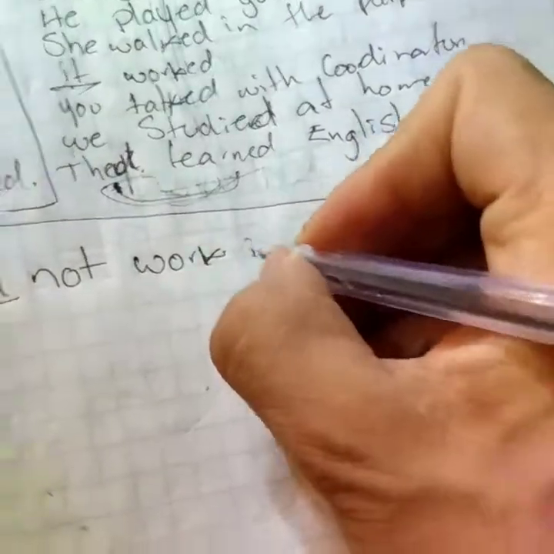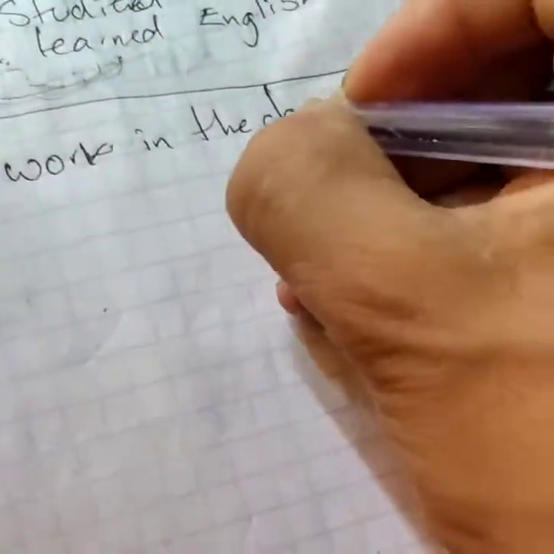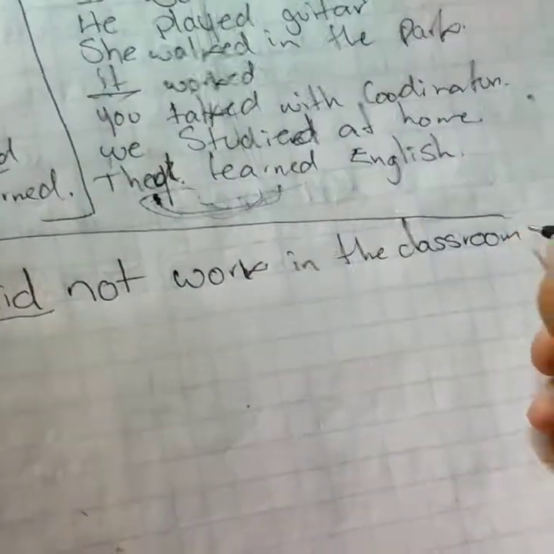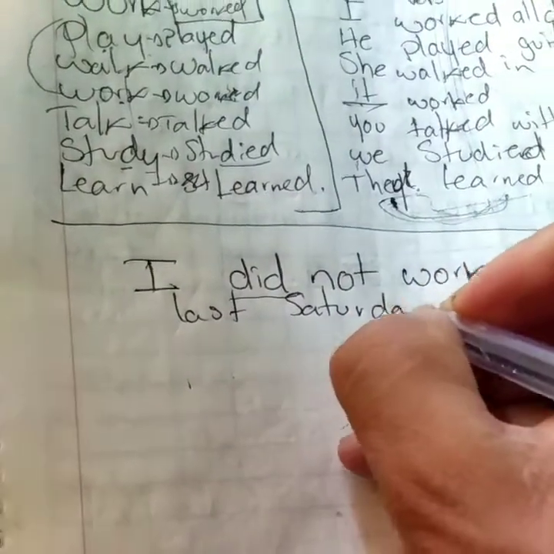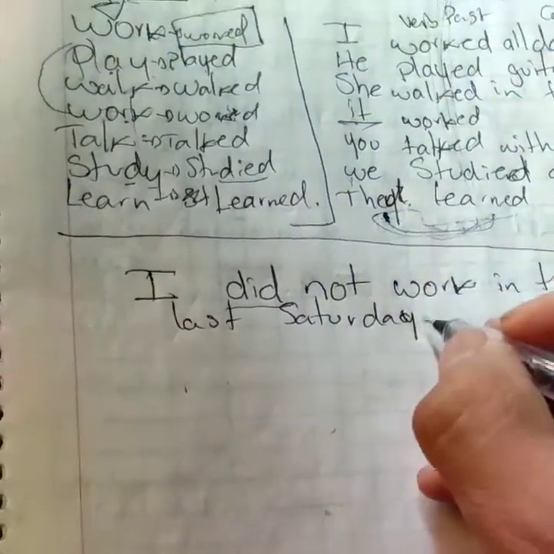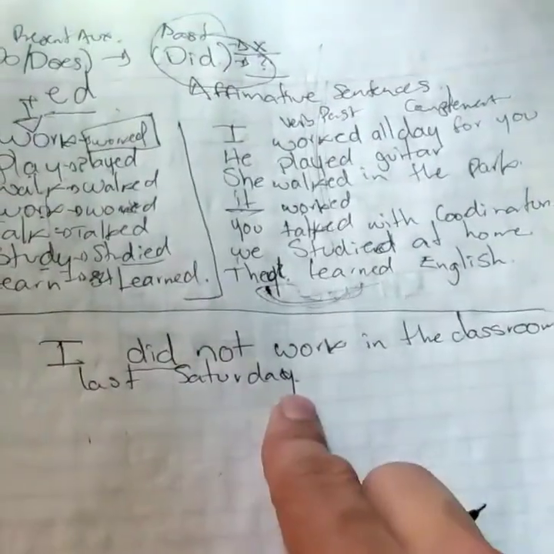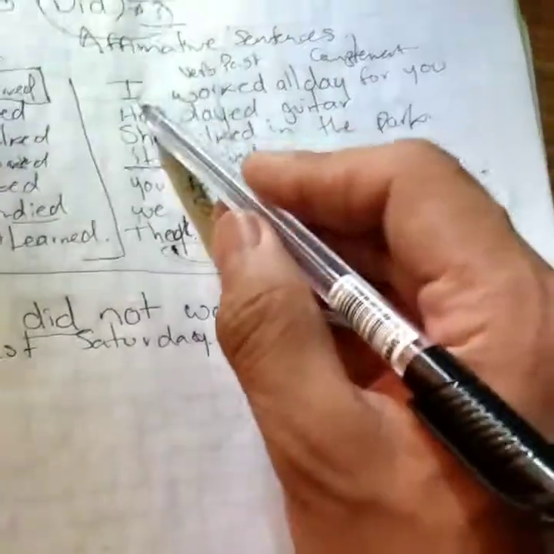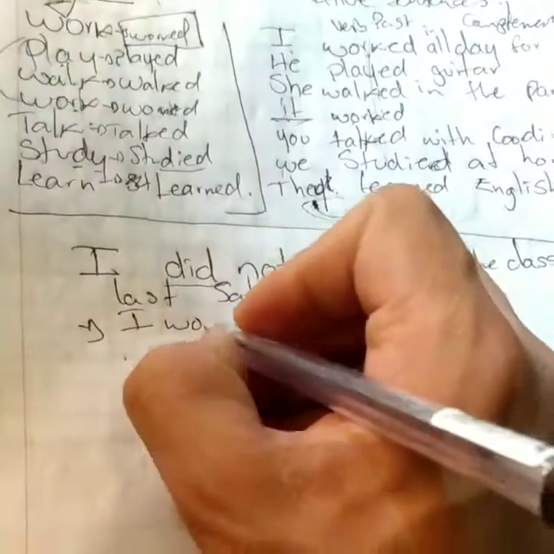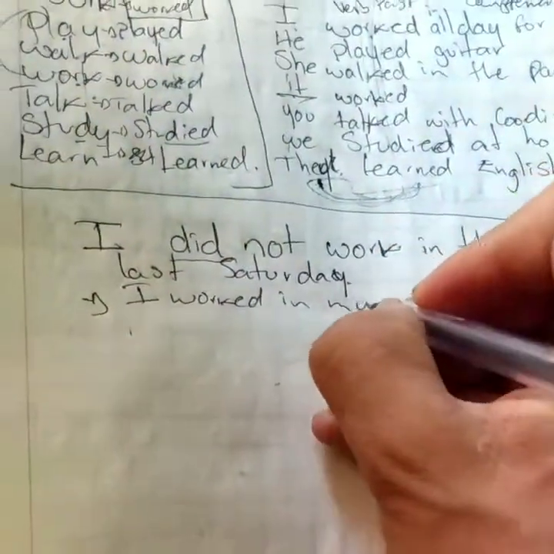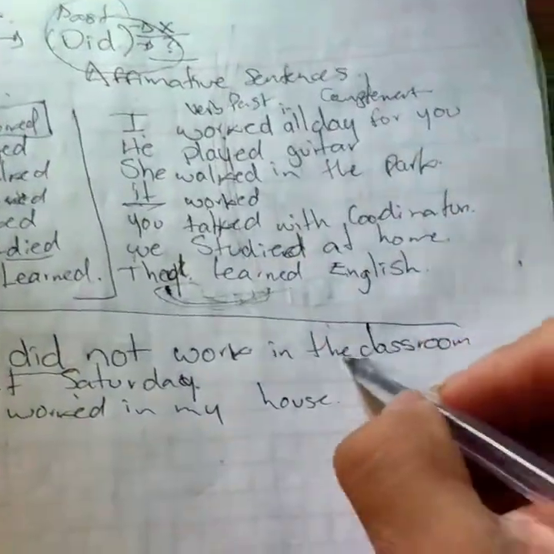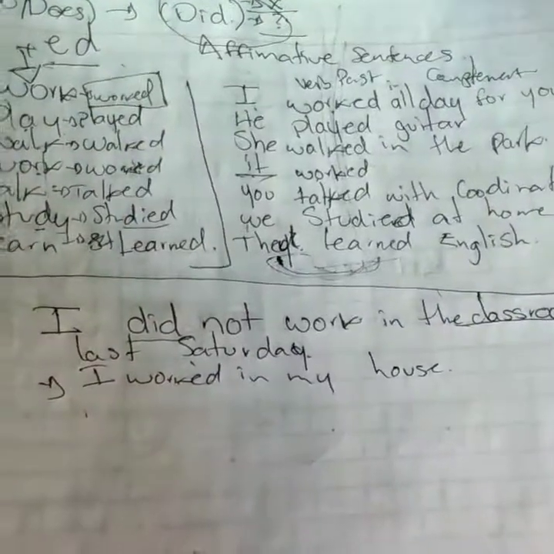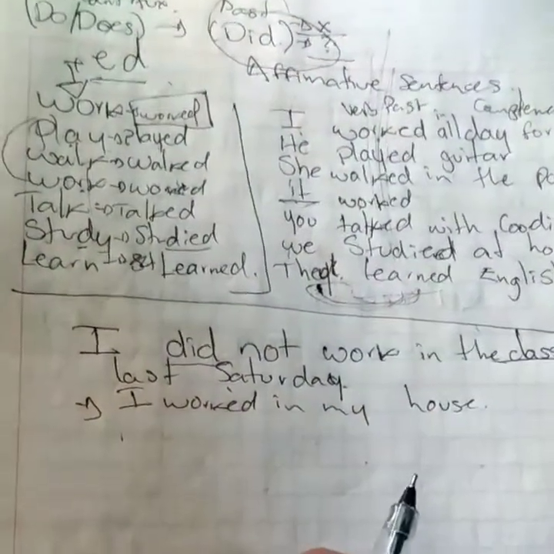I did not work in the classroom last Saturday. Yes? I did not work in the classroom last Saturday. Where did I work? Okay, I worked in, for example, my house. Yes, this is the negative. I did not work in the classroom. In the classroom, I didn't work there. I worked in my house. Yeah?